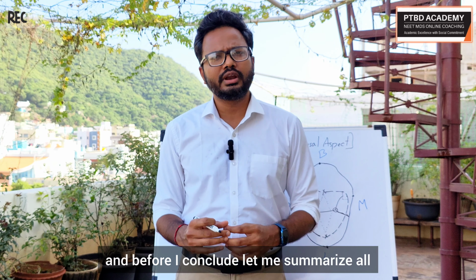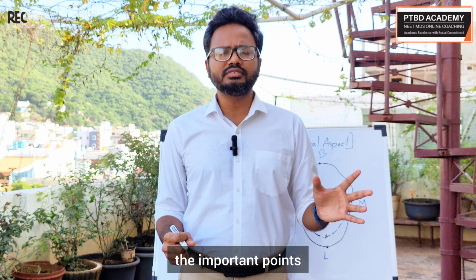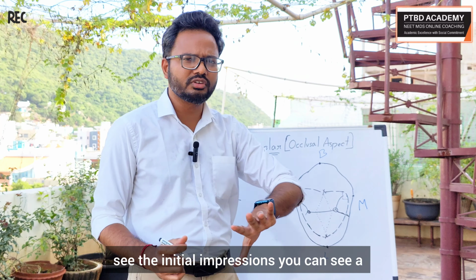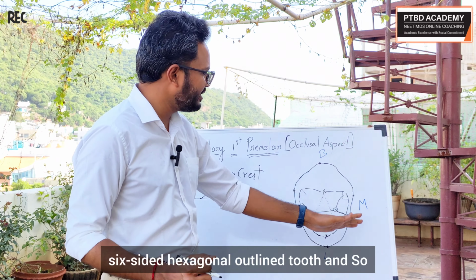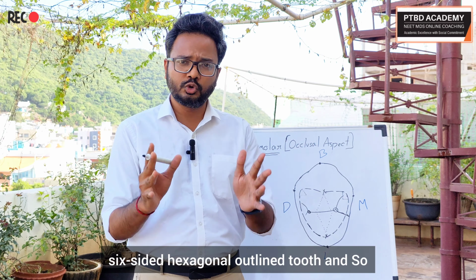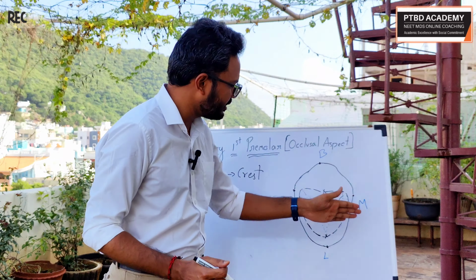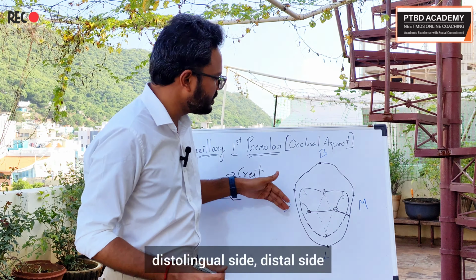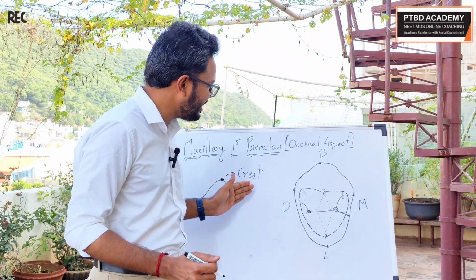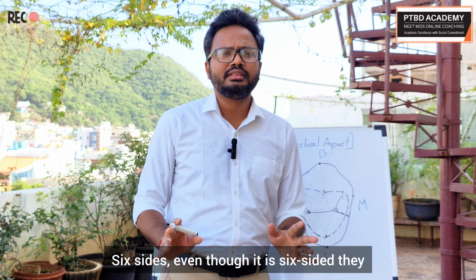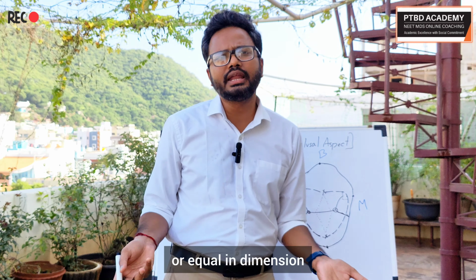And before I conclude, let me summarize all the important points that I have discussed so far. So as you can see, the initial impressions, you can see a six-sided hexagonal outlined tooth. So the six sides include mesobuccal side, mesial side, mesolingual side, distolingual side, distal side, and distobuccal side. Six sides. Even though it is six-sided, they are not equal in length or equal in dimension.